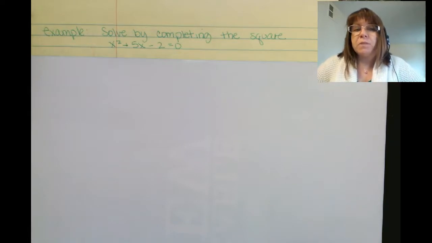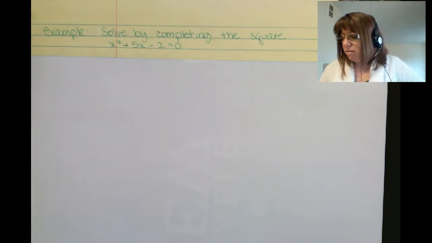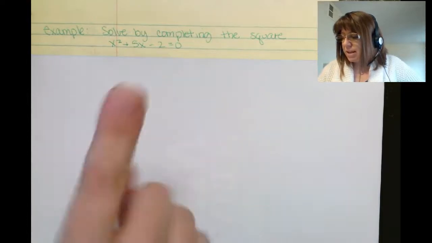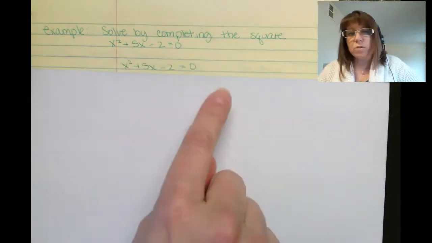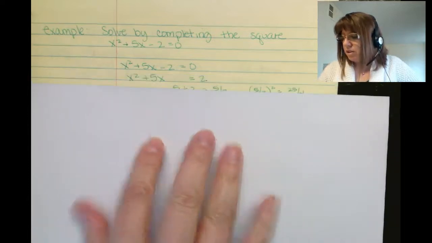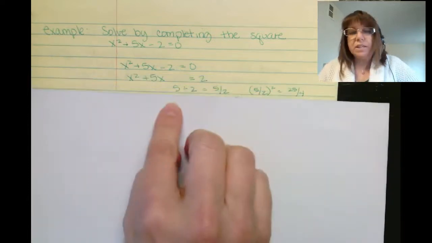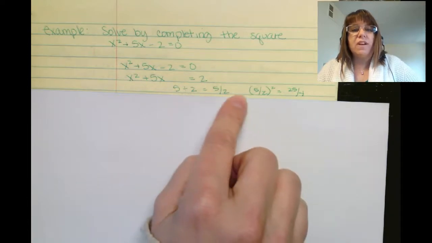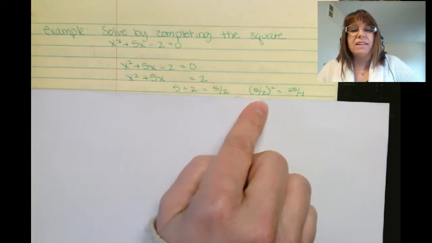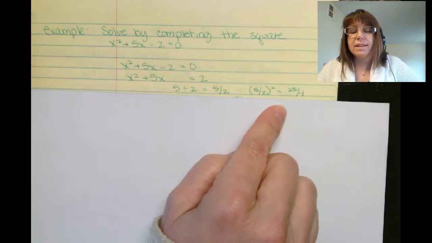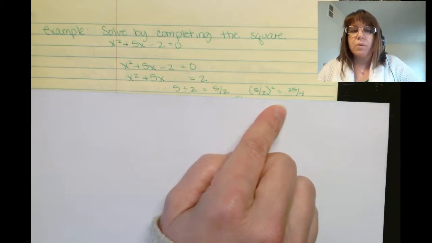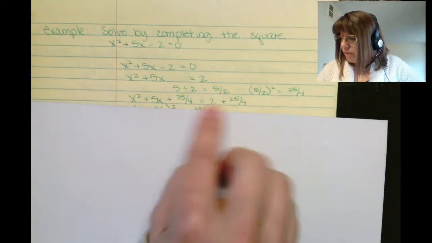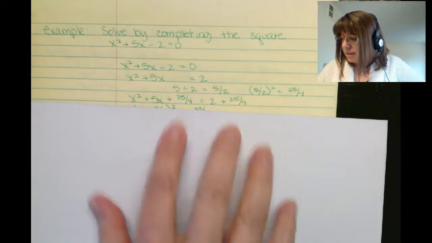Let's take another problem and complete the square to solve it. x squared plus 5x minus 2. First step, I'm going to move the 2 over to the right-hand side to leave room to complete the square. Completing the square is going to be 5 divided by 2, which is 5 halves, and the square of 5 halves is 25 fourths. Yes, I know it's a fraction, but we can work with fractions here. Add 25 fourths to both sides.